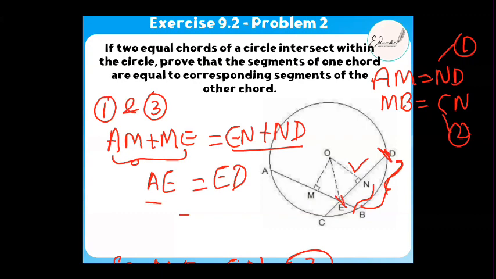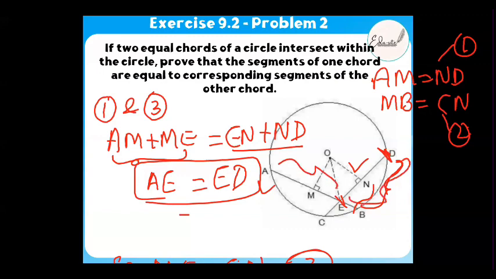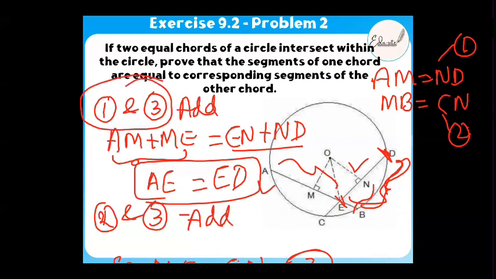Yes. So have you proved the first thing? AE is equal to ED. Done, right? Yes. First proof is done. Let's see equation 2 and equation 3. Here we have added equation 1 and 3. Let's add equation 2 and 3.